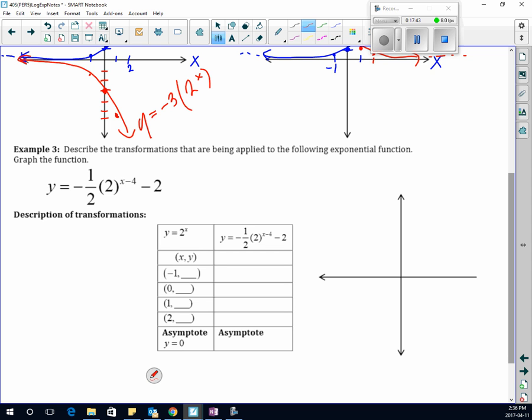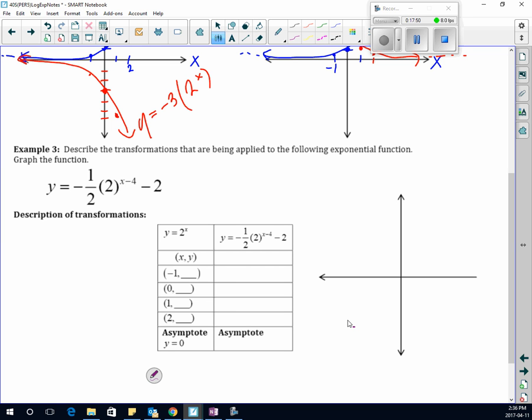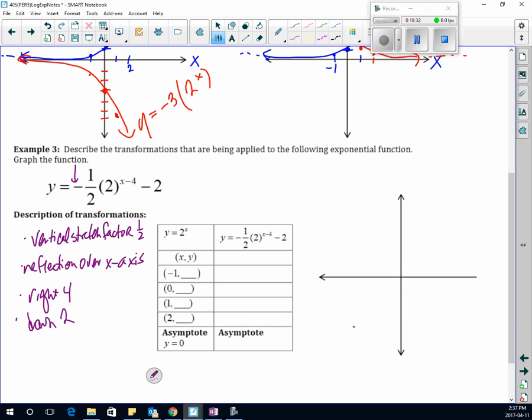So who can tell me in order the description of the transformations that occurred here? Okay, I hear vertical stretch factor 1/2. Okay, well, hold on. A reflection over the x-axis. Very good. Then what? Right 4, down 2. Any difference of order that you could have here?